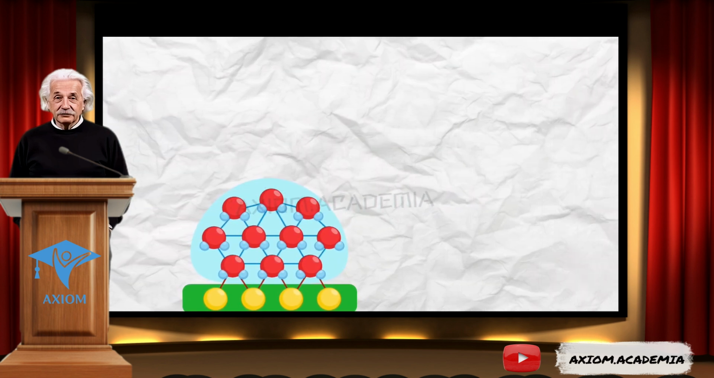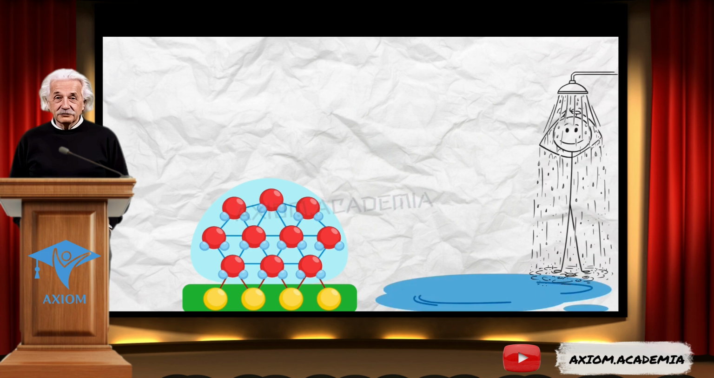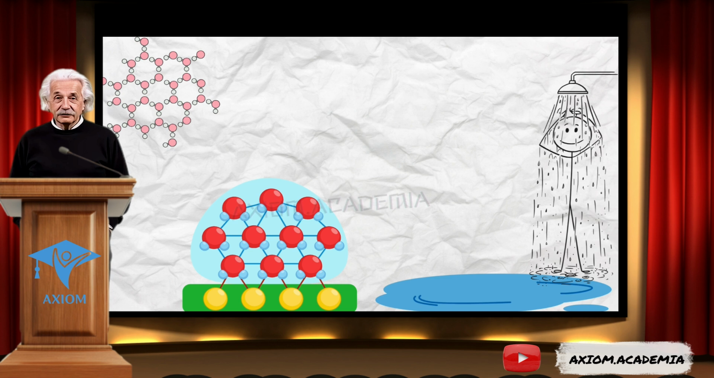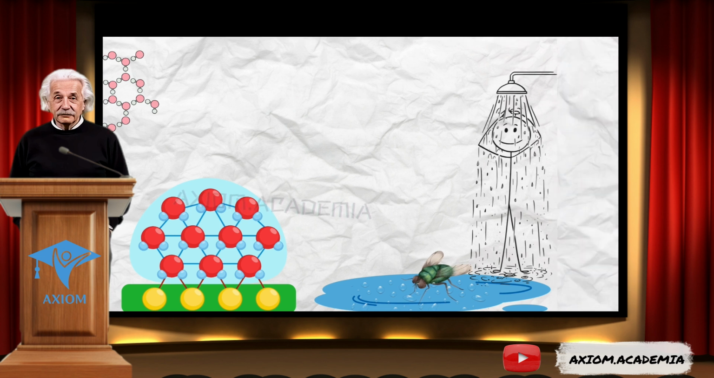Surface tension creates a thin, flexible skin at the surface of a liquid, holding surface molecules together. This phenomenon allows droplets to form spheres, insects to walk on water, and small objects to float on the surface.